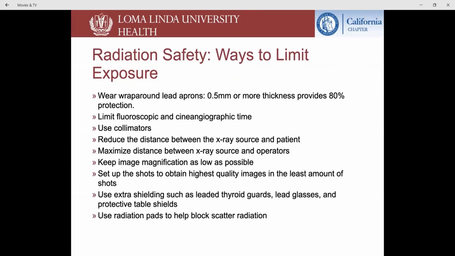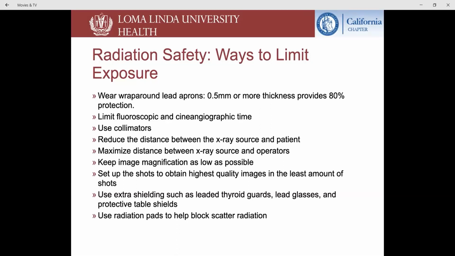gives you 80% protection. When you're controlling the fluoro and cine, you want to limit the fluoroscopic and cine angiographic time, because that lowers the total radiation exposure. You want to use collimators, so you make the window in terms of what you want to see as focused as possible. Reduce the distance between the X-ray source and the patient. Maximize the distance between the X-ray source and the operators. Keep the magnification of the image as low as possible.